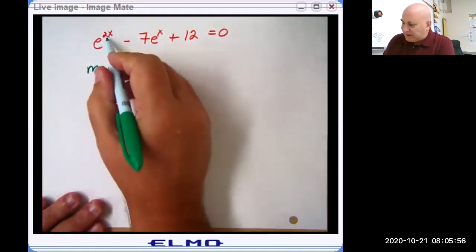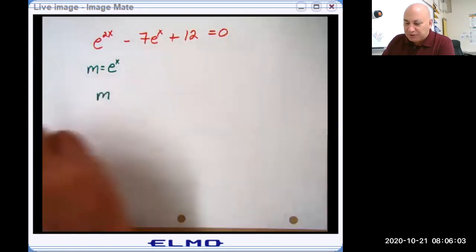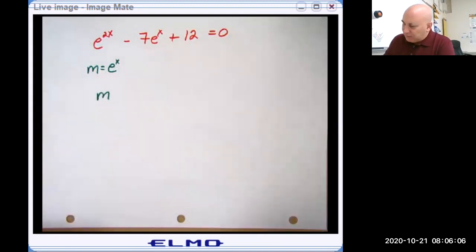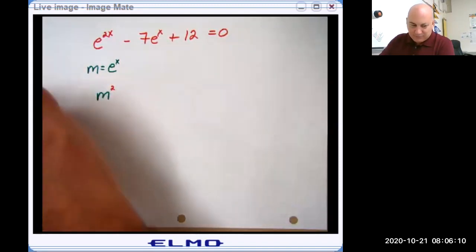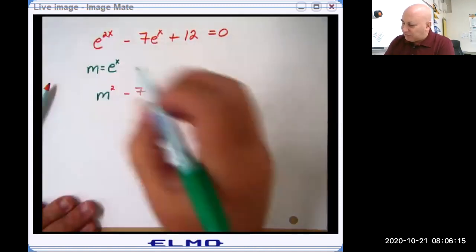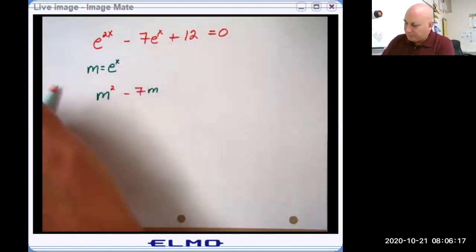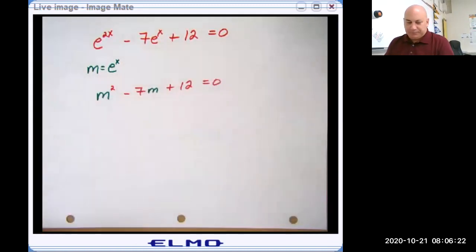Well, e to the 2x is e to the x to the second power, because when you raise a power to a power, you multiply the exponents. So that's e to the x quantity squared. Minus 7 e to the x is just m, plus 12 is 0. Well, that's a simple polynomial that we can factor now.